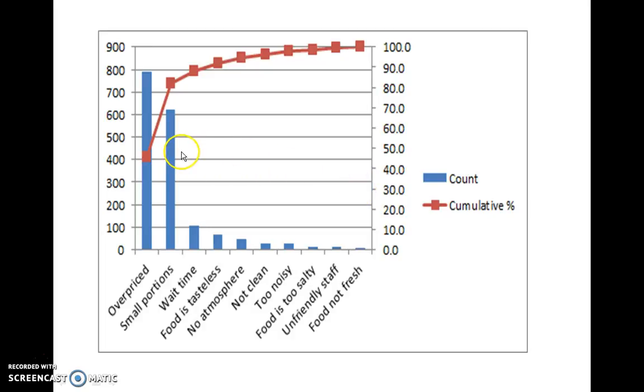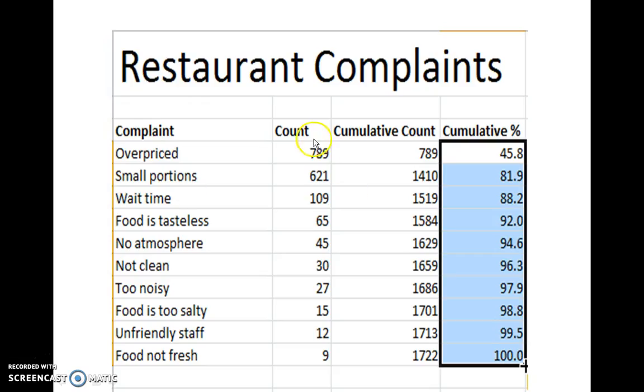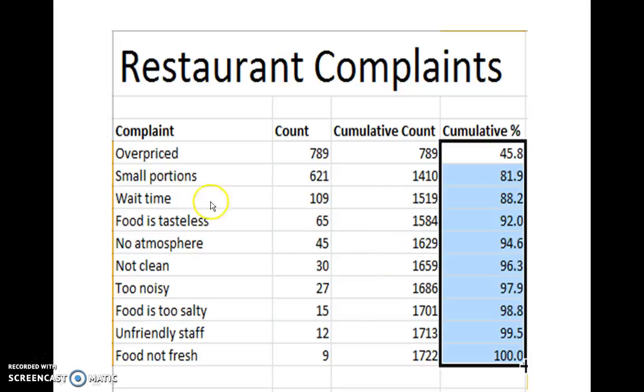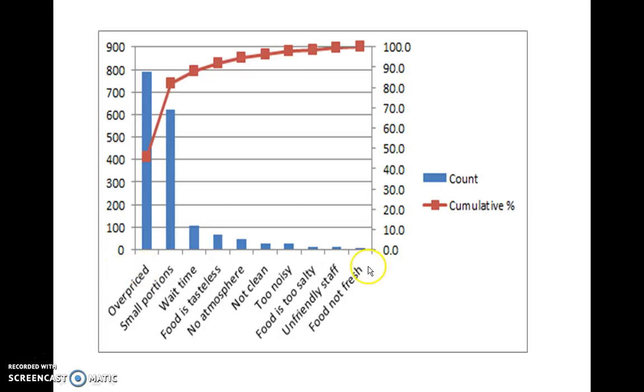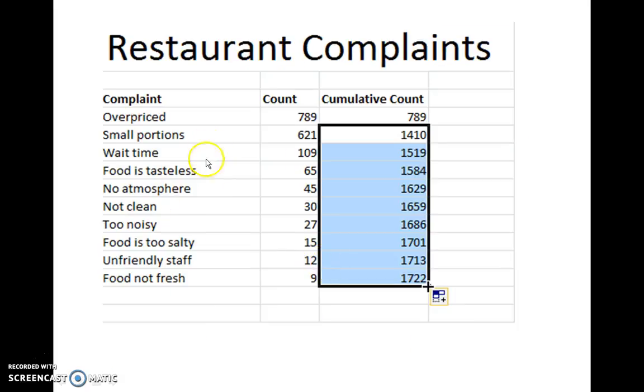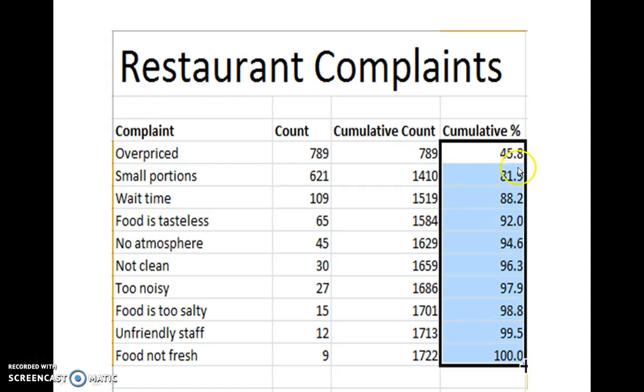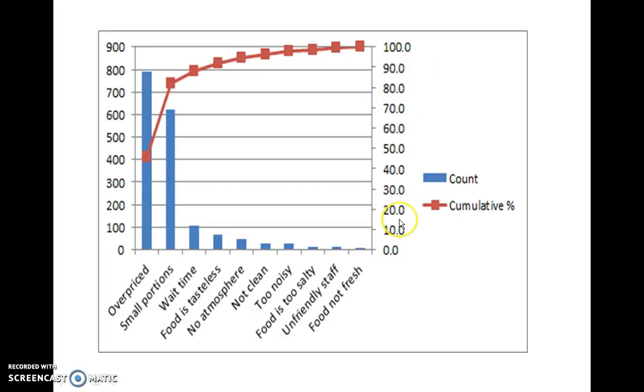After that, all these calculations can be shown on the bar graph. It looks like this. The complaints are shown on the x-axis, the count is shown on the left vertical axis, and the cumulative percentage on the right vertical axis. The final graph will be like this.